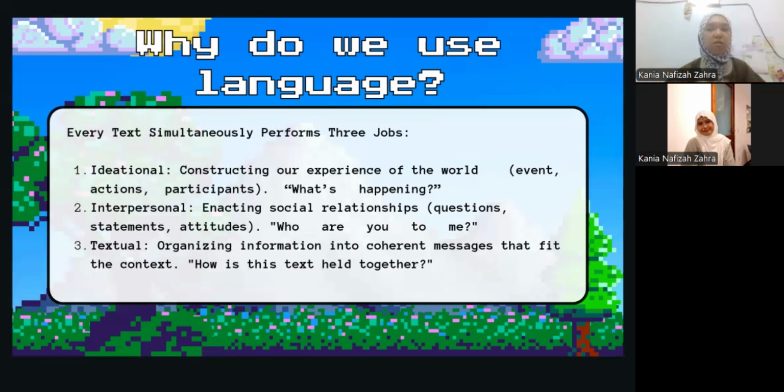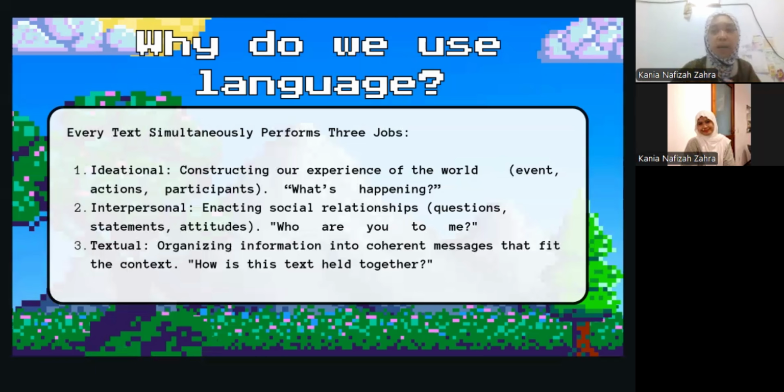Second, we interact with others, right? So it's defining our relationship. This is the interpersonal. The second one is social relationship, like when we ask questions to our partner, make statements, or even express attitudes. So it means, who are you to me? So it's about relationships.